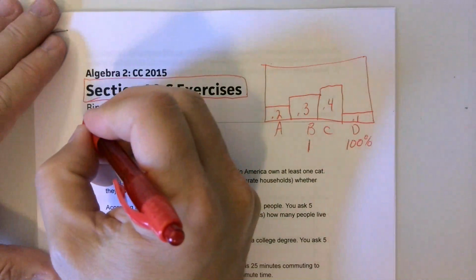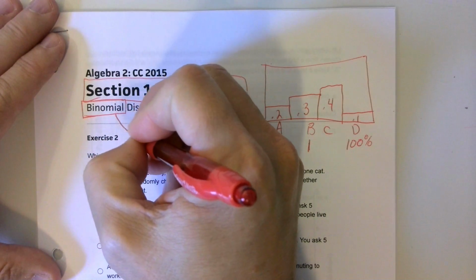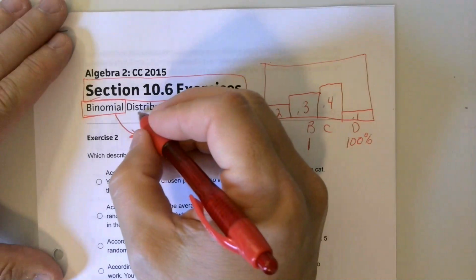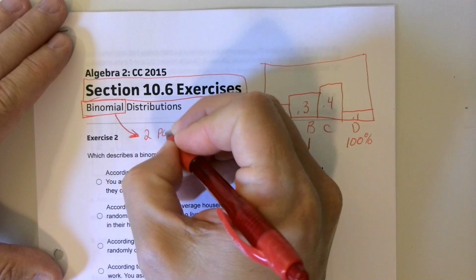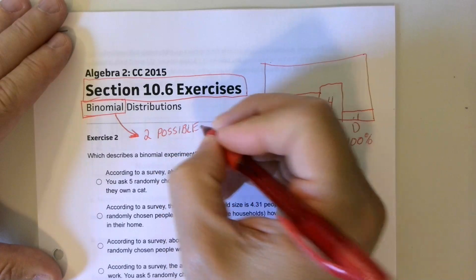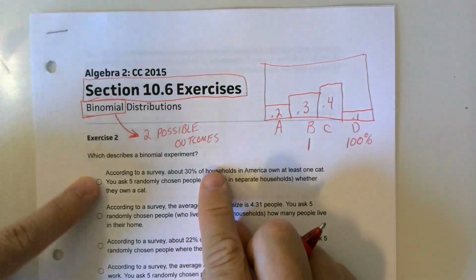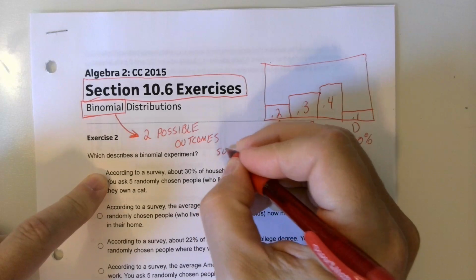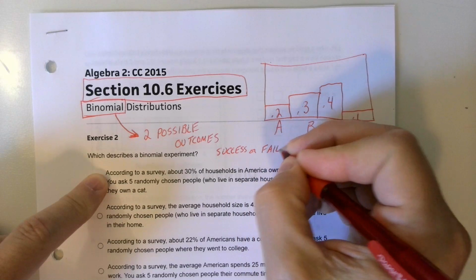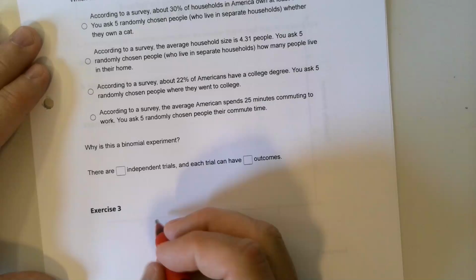Now we're also going to look at something called a binomial distribution, and a binomial distribution is finding out all the probabilities when the experiment can only have two possible outcomes. And what we like to think of those two possible outcomes as is success or failure.